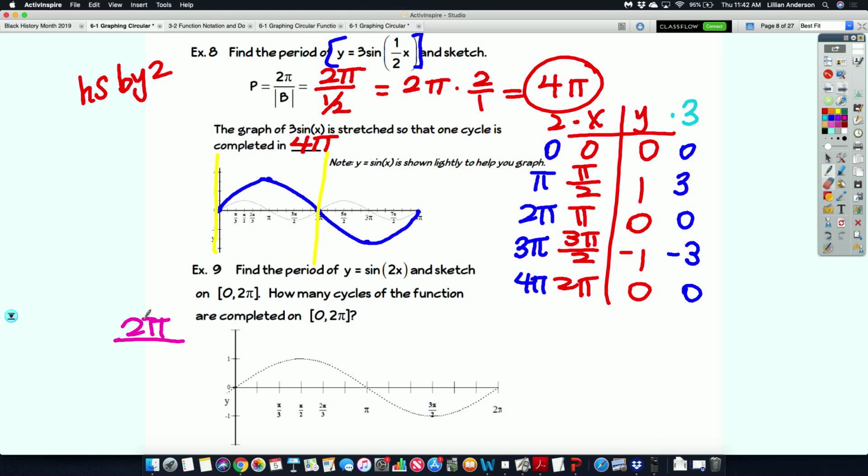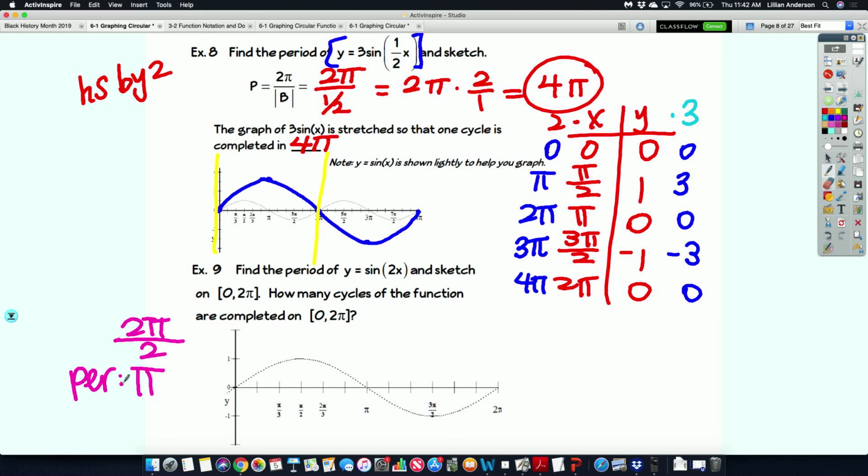What's the absolute value of b? 2. So what's 2 pi over 2? Pi. So my period for this particular trig function is pi. That lets me know that I'll complete one full cycle between 0 and pi.